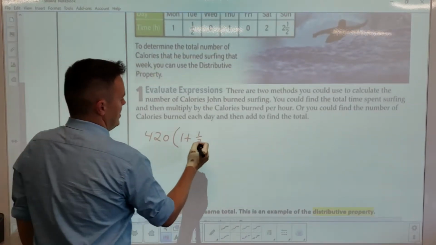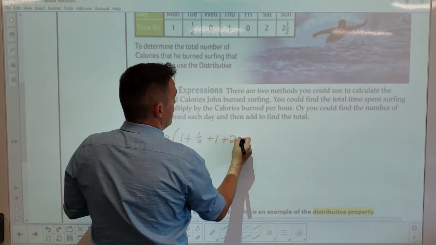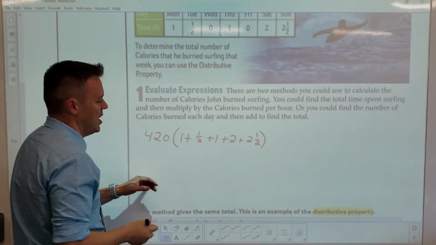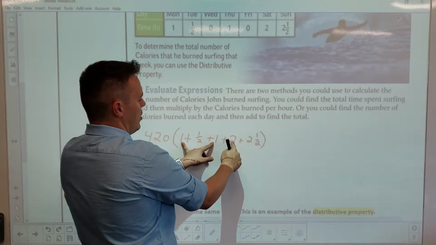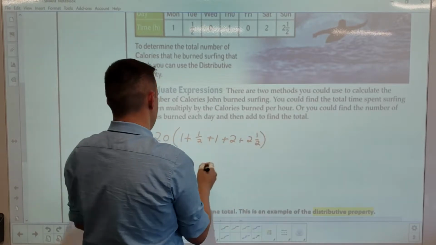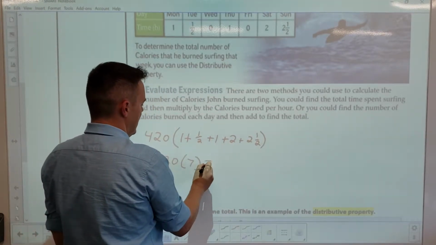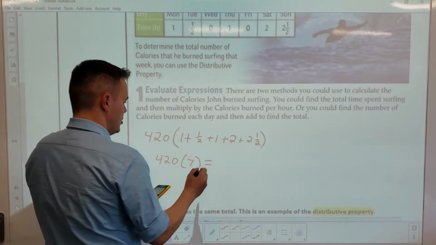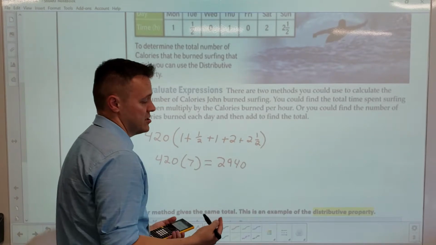And then it would be, we don't need to put plus 0, but it'd be plus 1 again, plus 2, and then plus 2 and a half. And then what you do is add them all up. So this would be 1, this would be 1 and 2, 3, 4, 5, 6, 7. So this would be 420 times 7, and if you do that in a calculator, you'd end up knowing that this gentleman burns 2,940 calories. Now, what is the other distribution way of doing it?